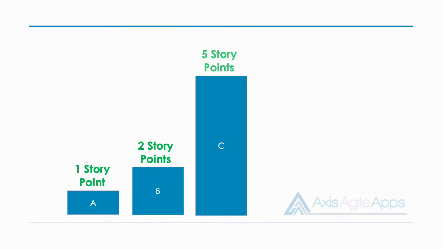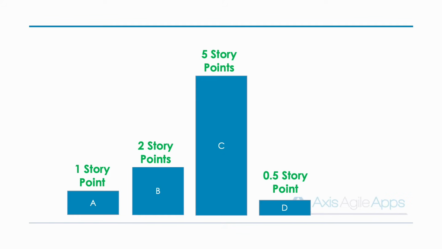Now we move on to the next item. This one's a bit smaller, item D here. What's the easiest way to estimate that one when we're comparing? We might compare it to A and say, look, it's probably about half the size of A, so let's give it half a story point.